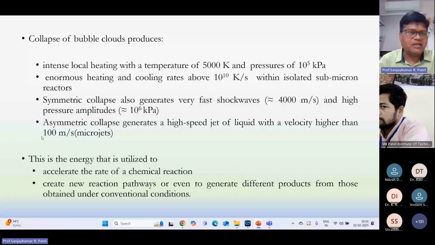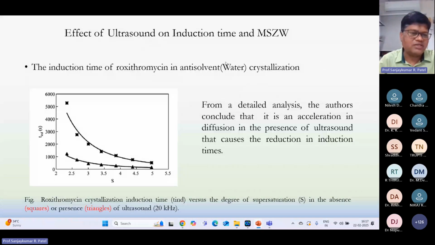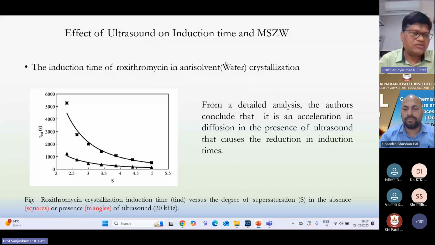Here the induction time of roxithromycin in anti-solvent crystallization was studied. On the y-axis you can see the induction time, and on the x-axis the different supersaturation levels are taken. The induction time was studied in the presence of ultrasound and without ultrasound. The upper curve shows without ultrasound and the lower curve shows in the presence of ultrasound at 20 kilohertz.